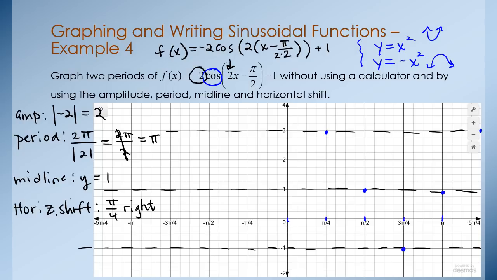So here's what that means for my picture. I'm glad that I didn't sketch in any curve yet. That means that instead of hitting my maximum at pi over 4, I would be hitting my minimum at pi over 4. So I'm going to put a point right here. That's going to be my minimum. And I'm going to hit that point again down at the end of my period, which is 5 pi over 4. And then instead of hitting my minimum at 3 pi over 4, I will hit my maximum. So here's what my curve actually looks like.